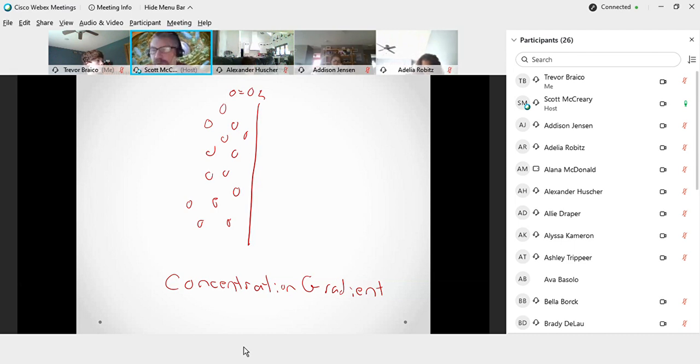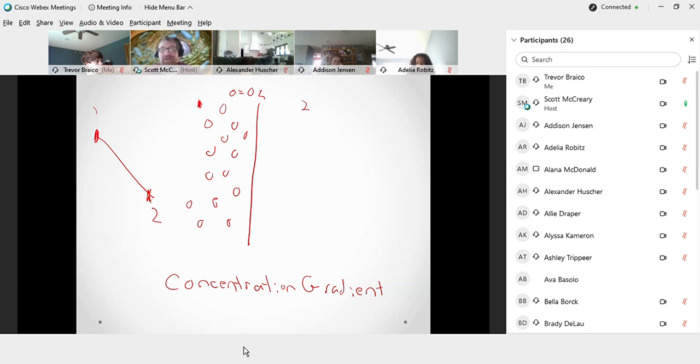Think about a grade. They use it to talk about roads all the time, like the steepness of the road. If this is the steepness of the grade on the road, there's a difference in height here than there is here, right? There's a difference in height at 1 compared to 2. So here we could say there's a difference in concentration from 1 to 2.